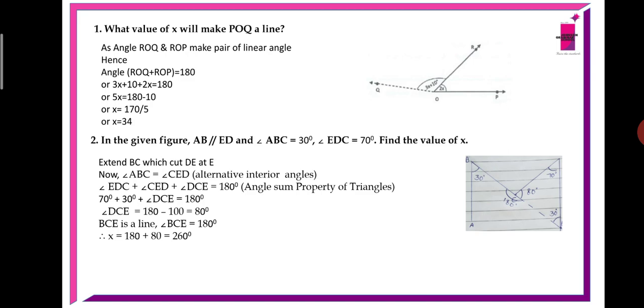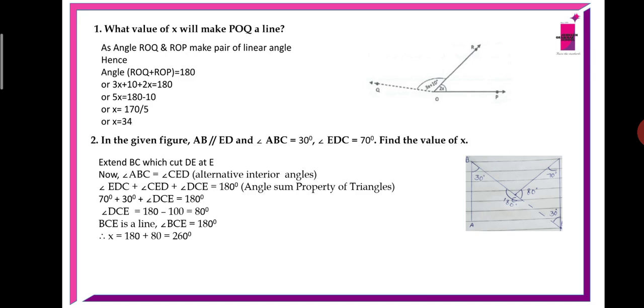Question number 2. In the given figure, AB is parallel to ED and angle ABC equals 30 degrees, angle EDC equals 70 degrees. Find the value of x. Now in the given figure we should extend BC which cuts DE at E. Now angle ABC equals angle CED, because they are alternate interior angles, as AB and ED are parallel lines.